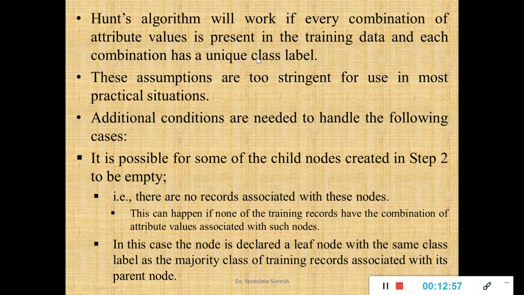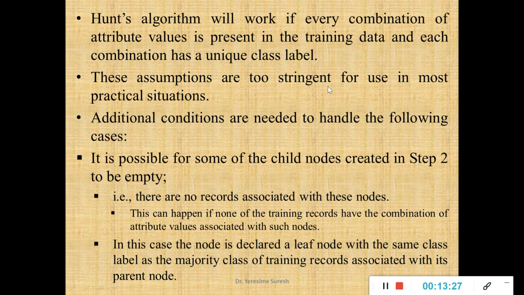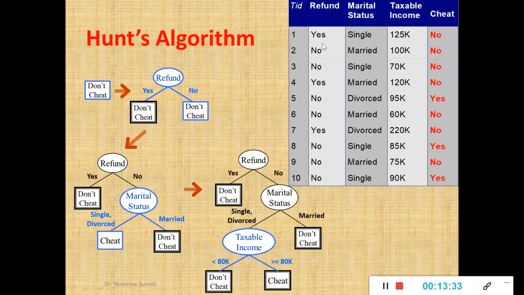Hunt's algorithm will work only if every combination of attribute values is present in the training data set and each combination has a unique class label. You can divide the sentence into 2 parts. Every combination of attribute values must be present. That means refund yes or no, it is taking 2 values. Cheat also is taking, for yes it is taking no, for no it is taking no, for yes again it might be taking yes. Such types of combinations must exist, and each combination should have a unique class label. Say for example, if I take refund yes, single and 125k, it is no. This instance should not be repeated.